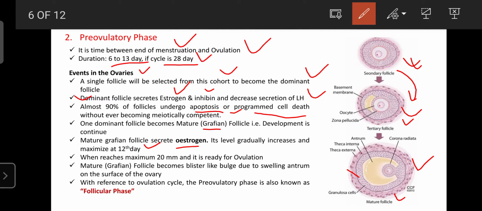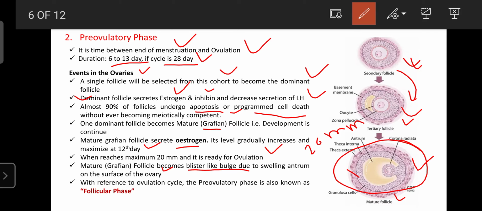So these mature or Graafian follicles continue developing under the influence of estrogen and progesterone. Their growth continues, and when their size becomes 20 millimeters, these Graafian follicles are ready for ovulation, ready for the release of the ovum. And on the other side, these mature Graafian follicles become blister-like bulbs due to swelling of the antrum on the surface of the ovary.